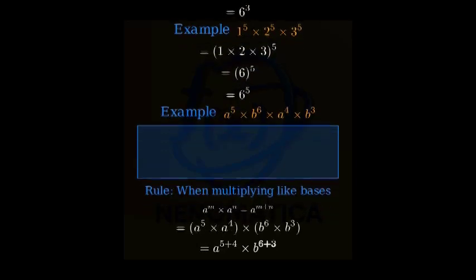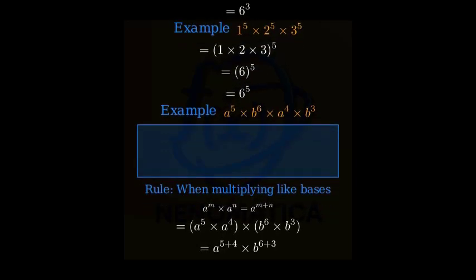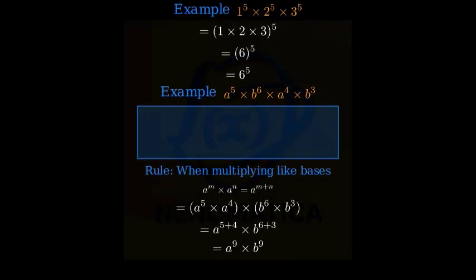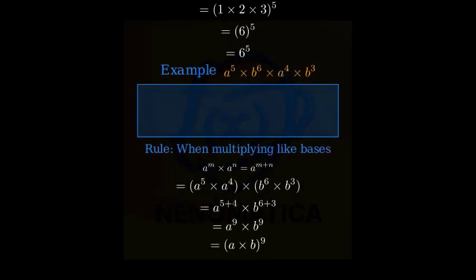Next, we can add the exponents of like terms. So a to the 5th power times a to the 4th power equals a to the 9th power, and b to the 6th power times b to the 3rd power equals b to the 9th power. So we have a to the 9th power times b to the 9th power. Finally, using our earlier rule, we can write this as open parentheses, a times b close parentheses to the 9th power, which is our answer.